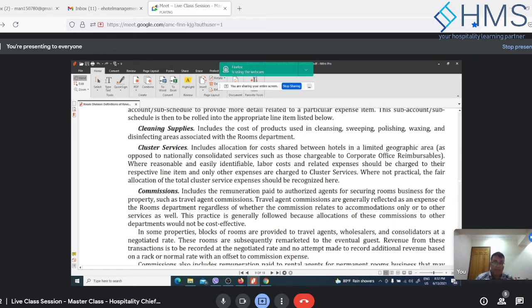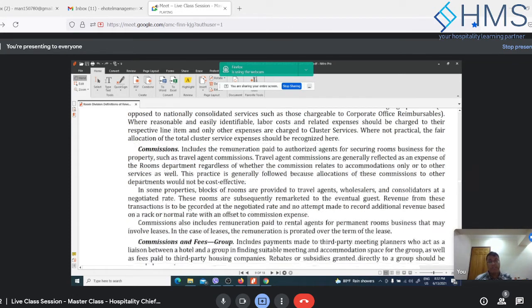Then you have commission. Commission is paid to travel agents, commission is paid to OTAs, commission is paid to many other parties, right? So as a part of your analysis, you can record it also in a sub-ledger. You may have a separate account code for travel agent commission, you may have a separate account for, let's say, booking.com commission, and you have a separate account code for commission and fees for group, that is separate.